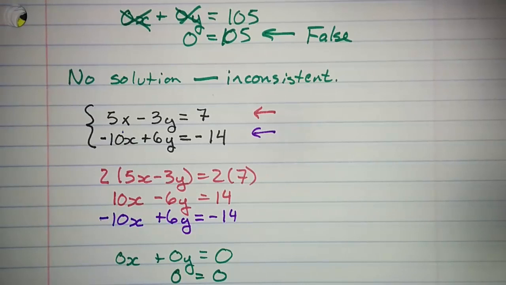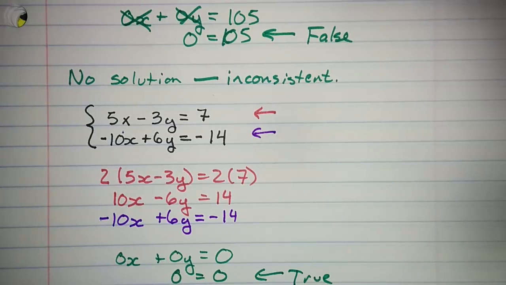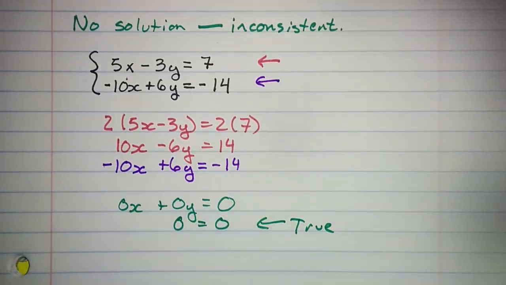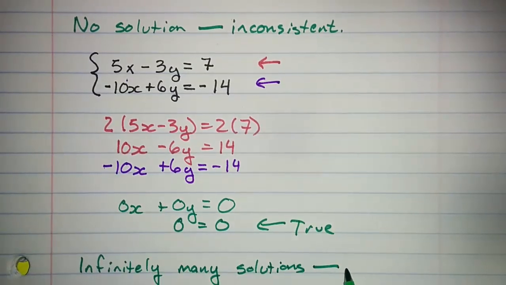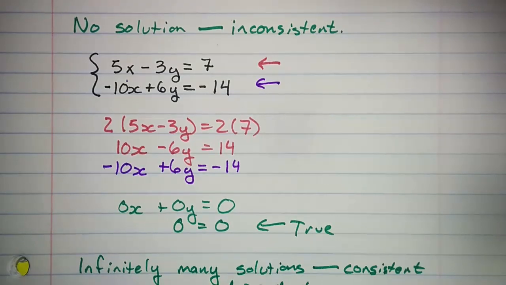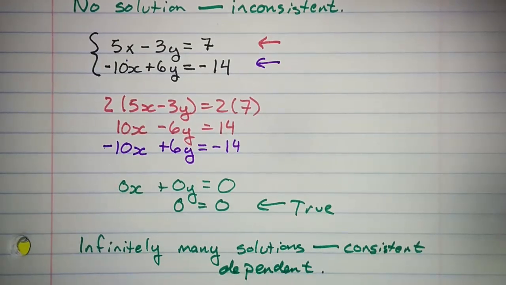Now, is that true? Yes, that is true. No matter what x is, no matter what y is, 0 equals 0 is true. So this is the situation. Did you guess this? We have infinitely many solutions. This system is consistent dependent.